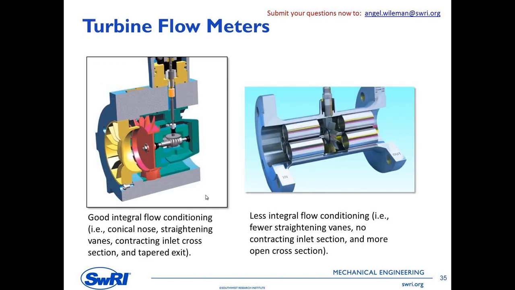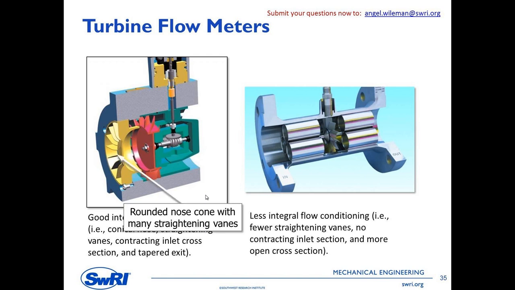Okay, moving on a little bit. Turbine flow meters. I mentioned some turbine flow meters are susceptible to flow distortions and some are not. The ones that are less susceptible look like the turbine meter on the left. They have a flow conditioning device in front. They have a narrow annulus that accelerates the flow. They have a tapered tail on the back that helps to recover the flow. So it's a low pressure drop device.